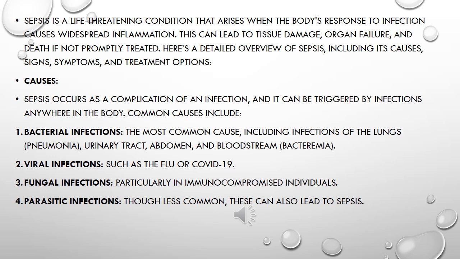Causes. Sepsis occurs as a complication of an infection, and it can be triggered by infections anywhere in the body. Common causes include bacterial infections, the most common cause, including infections of the lungs (pneumonia), urinary tract, abdomen, and bloodstream (bacteremia). Viral infections, such as the flu or COVID-19. Fungal infections, particularly in immunocompromised individuals. Parasitic infections, though less common, can also lead to sepsis.